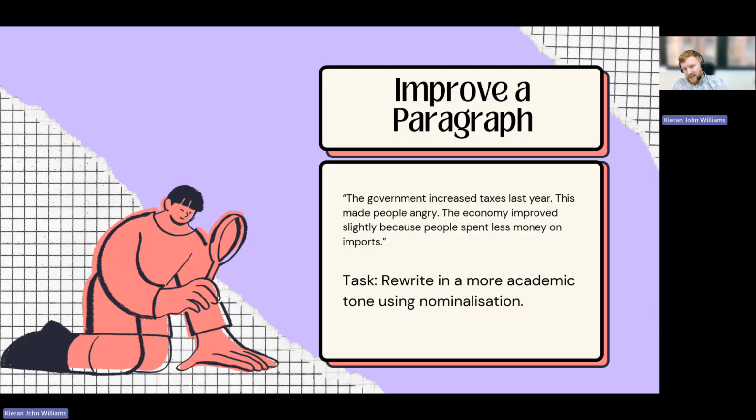So here's a bit of a longer task for you. So we have a short paragraph here. The government increased taxes last year. This made people angry. The economy improved slightly because people spent less money on imports. So that's a fine paragraph on its own, but your task here is to rewrite this paragraph in a more academic tone by using nominalization. So again, pause the video, take maybe 3 or 4 minutes to make some changes, think about which verbs or adjectives can be turned into nouns. So then you can unpause the video. We'll look at the next slide where we can see an example.